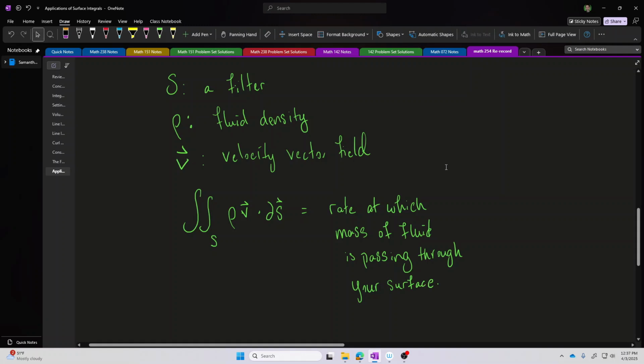So the velocity is capturing literally how fast the fluid is moving. The density is what is getting you the amount of mass of the fluid that's passing through the surface. This surface integral captures at what rate does the mass of this fluid flow through this surface, this filter. That can be calculated using this surface integral of this velocity vector field times density.